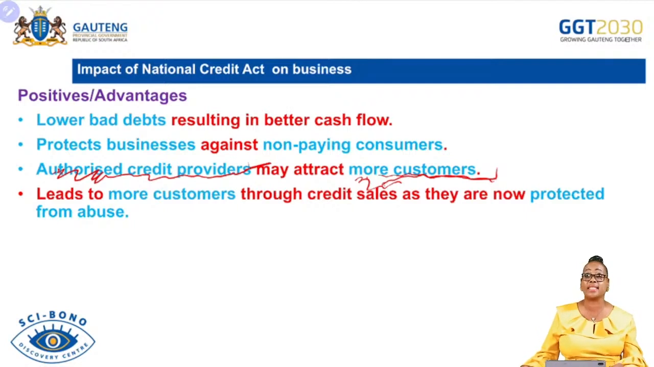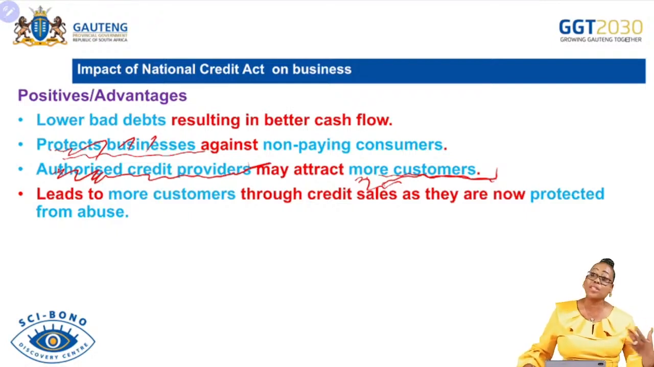Lower bad debts as a keyword to use, resulting in better cash flow. Protects businesses. Now there is a word protecting. These businesses are protected. Remember, we were not only looking at the interests of the clients, also the businesses themselves. But some of them would find themselves giving unwarranted credit to clients that are not affording, which ends up killing those businesses, and they end up not thriving. Some of them end up being closed.